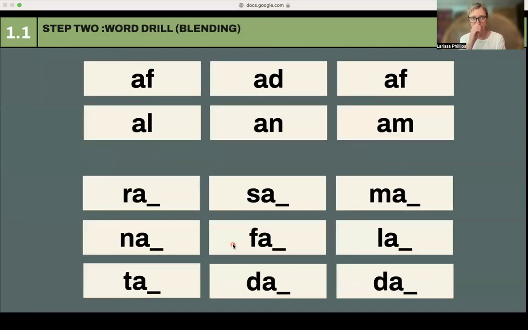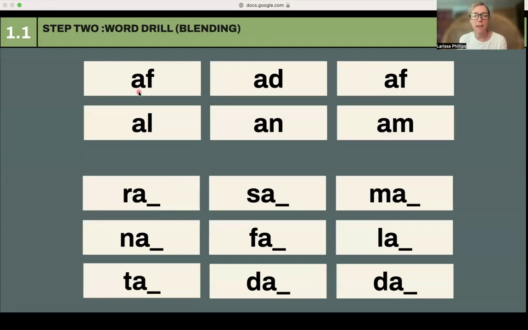Let's move on. Now we're going to do blending. We're going to practice blending sounds together because this is really the key. Blending sounds together, taking sounds apart. It's not about memorizing words or memorizing the shapes of words. It's about seeing those letters and knowing that they stand for sounds and putting those sounds together.